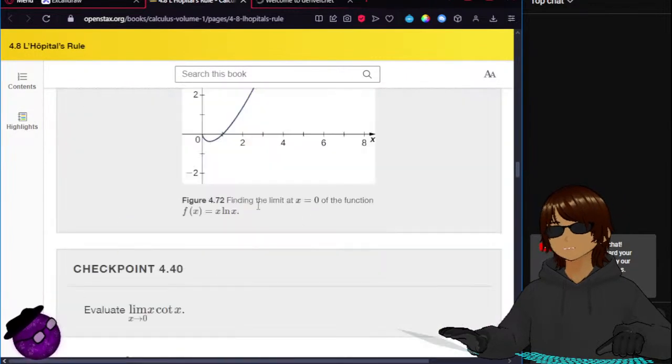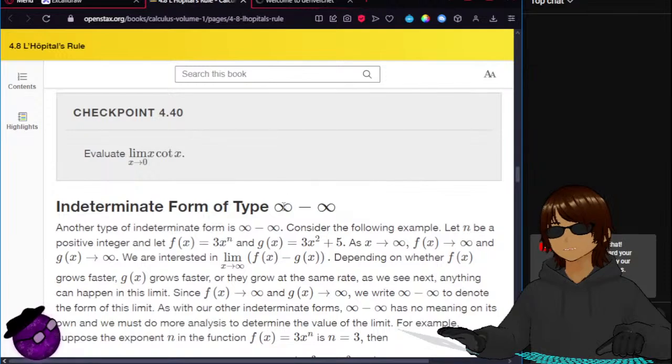But I need proofs for the infinity over infinity part and the infinity minus infinity part.